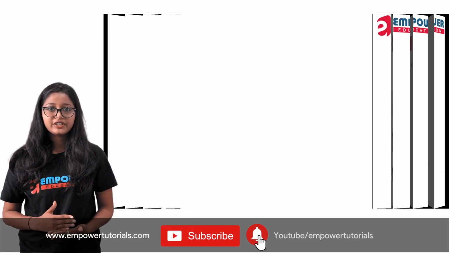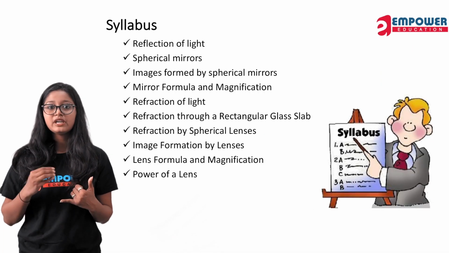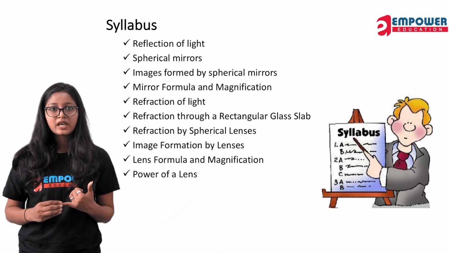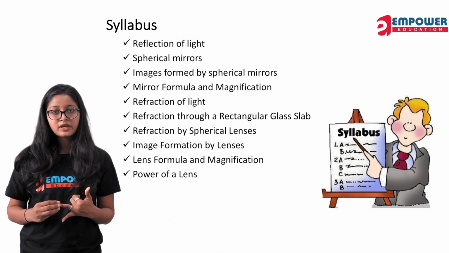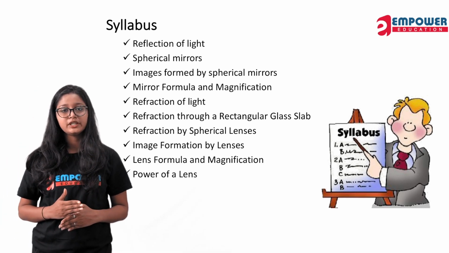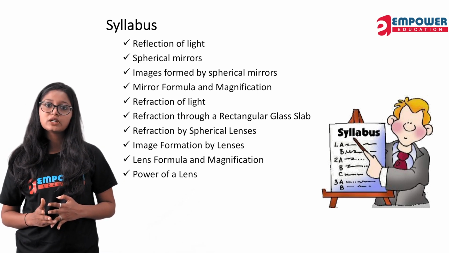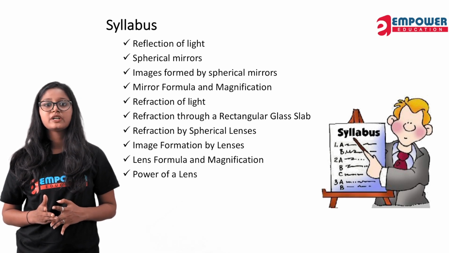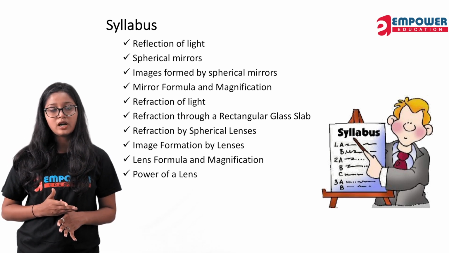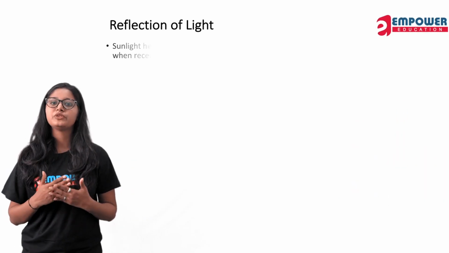Light, reflection and refraction. The chapter is divided into two parts, reflection and refraction. The points that we are going to cover pertaining to reflection are reflection of light, images formed by spherical mirrors, mirror formula and magnification. And the points pertaining to refraction are refraction of light through a rectangular glass slab, refraction by spherical lenses, image formation by spherical lenses, lens formula and magnification and power of a lens. So we are going to start with reflection.